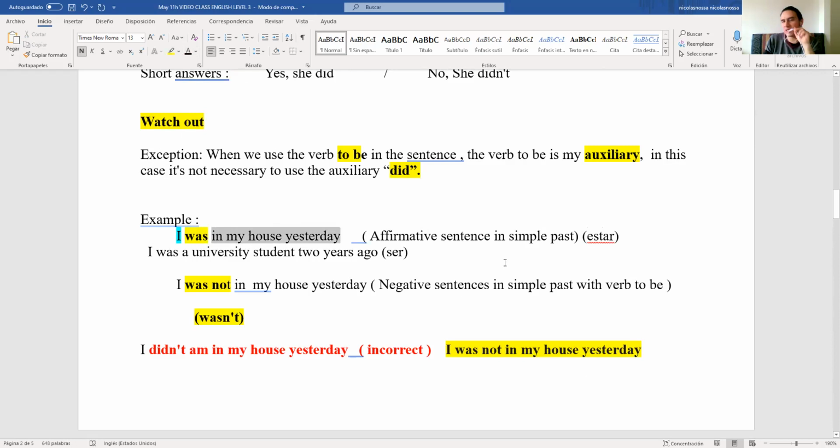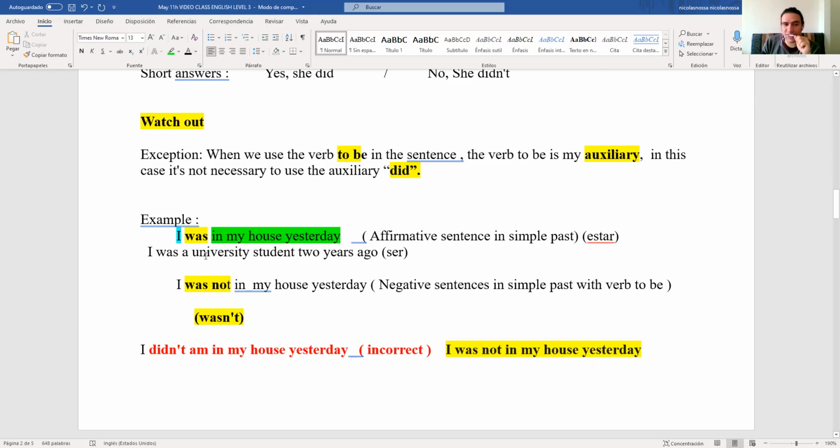Oración afirmativa en pasado simple, ¿cierto? Yo estuve en mi casa ayer. I was a university student 2 years ago. Ok, de estar y de ser. Entonces, affirmative sentences en simple past relacionado al verbo to be con estar: yo estuve en mi casa ayer; relacionado con ser: yo era un estudiante universitario hace 2 años. Un poquito lo que les decía, para que se den cuenta cómo es ser y estar aquí también en simple past. Ok, bueno, sigamos con el ejemplito de la oración afirmativa.